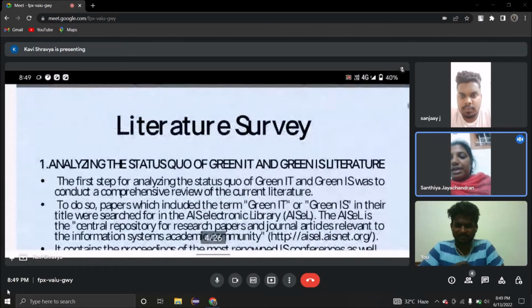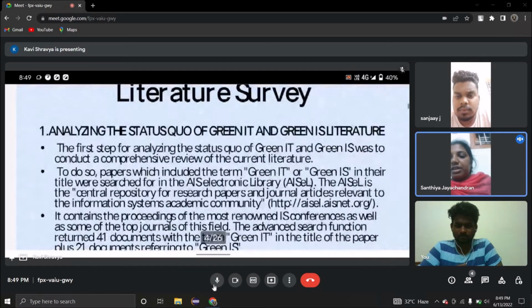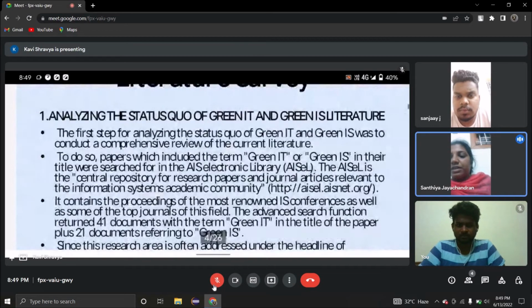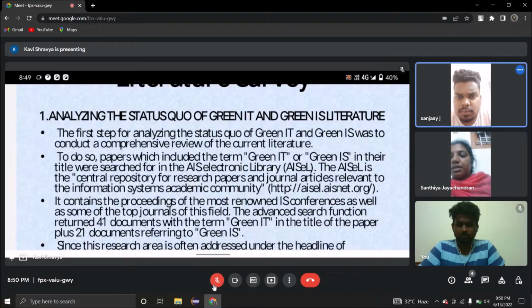Literature survey: analyzing the status of Green IT and Green IS literature. The first step for analyzing the status quo of Green IT and Green IS was to conduct a comprehensive review of the current literature. To do so, papers which included the terms Green IT and Green IS in their title were researched in the AIS Electronic Library.